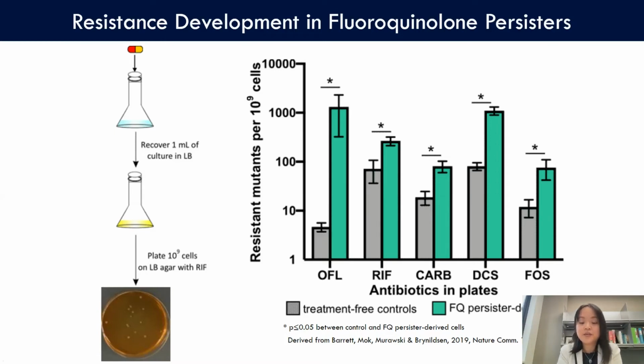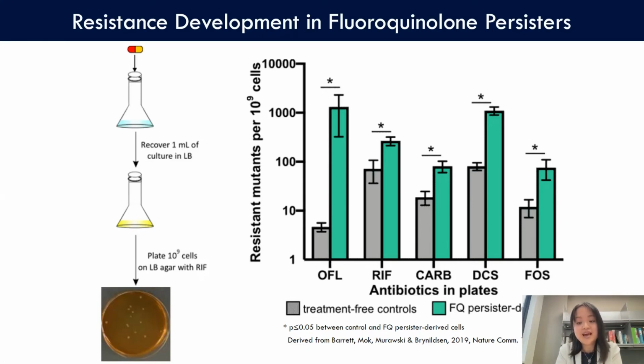And here, what we had seen was an increase in the number of resistant mutants in the persister progenies, not only when these cells were treated with the fluoroquinolone that was originally added to the cultures, so ofloxacin in this case. We also saw an increase in the number of resistant mutants in the persister progenies when they were exposed to rifampicin, which targets RNA polymerase, and also when these progenies of persisters were exposed to a number of different cell wall synthesis inhibitors, like carbenicillin, D-cycloserine, and fosfomycin.